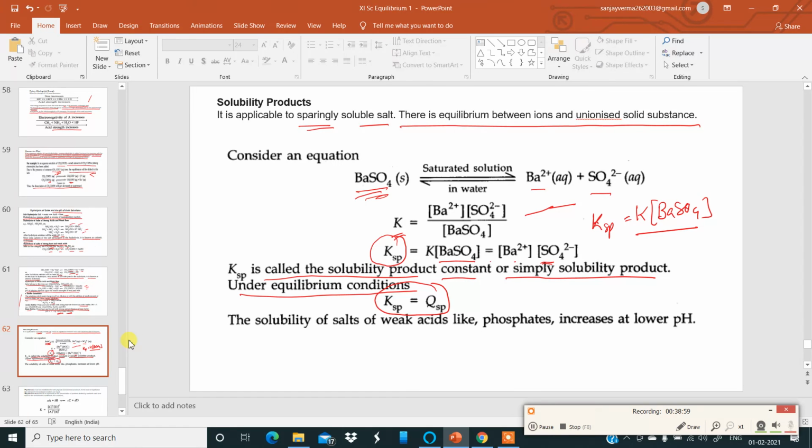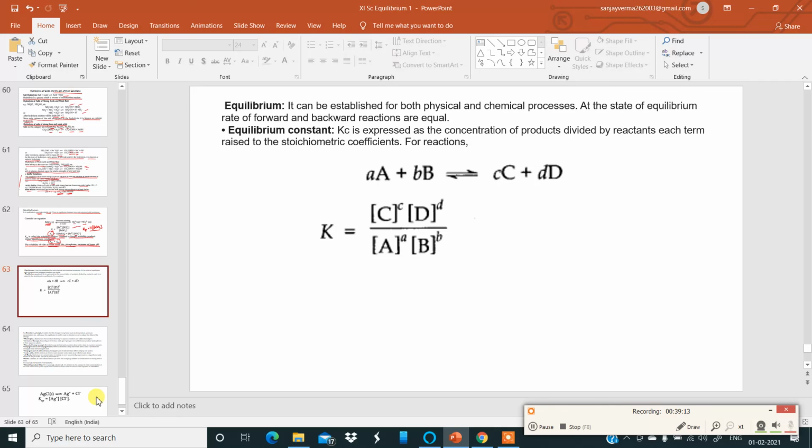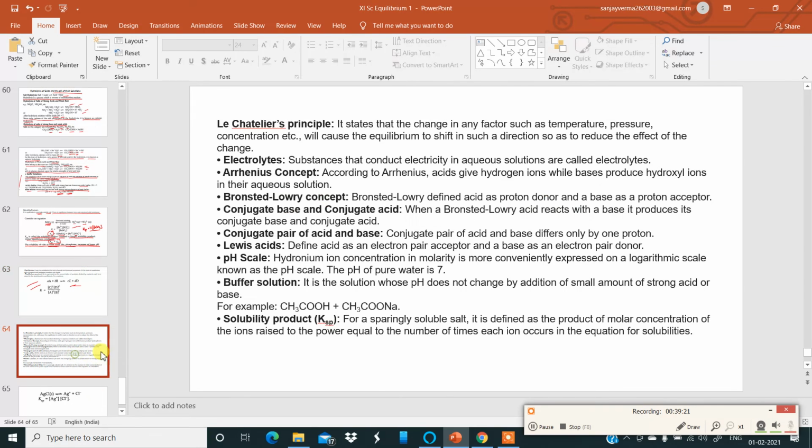Okay. The solubility of salts of weak acids like phosphates increases at lower pH. Then equilibrium. This is something I have told you in my previous video. Equilibrium constant Kc. Le-Chatelier's principle is also discussed.